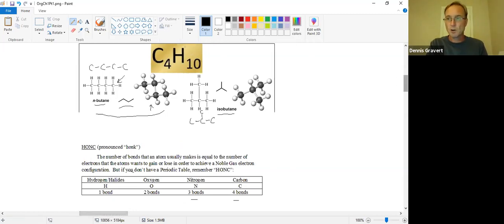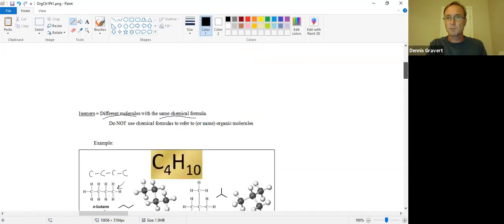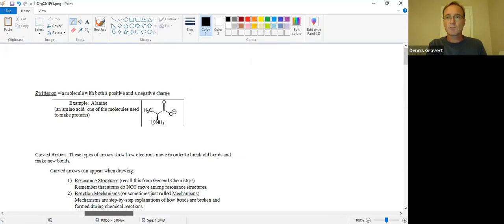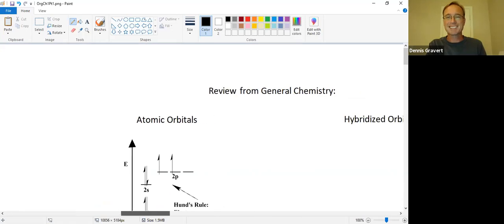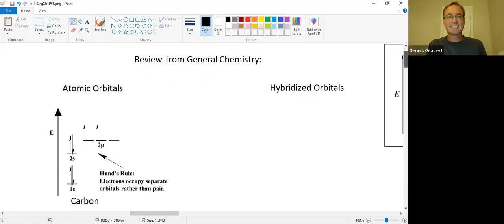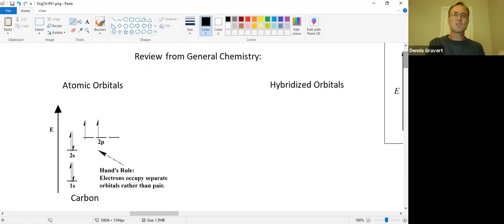Let me check below. Am I missing anything down here? Nope. Let's go to the right. I think I got a quick review over here. We'll see how quick it is. Atomic and hybridized orbitals. Okay. So, quick review. Hopefully this will look familiar. If not, you can email me. We can meet on Zoom and discuss it in a little more detail.